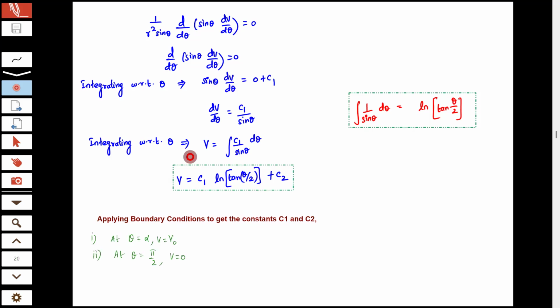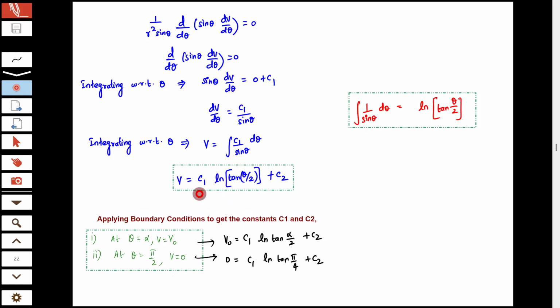We have to apply the boundary conditions for our special case considered, which says that at angle theta equal to alpha, potential v is v naught, and at angle theta equal to pi by 2, potential is 0. Now let us apply the first boundary condition to this expression for v. We will get v naught equals c1 into logarithm tan alpha by 2 plus c2. When we apply the second boundary condition, we will get 0 equals c1 into logarithm of tan of pi by 2 by 2. That will become pi by 4, plus c2.